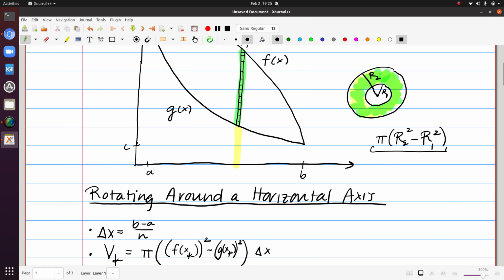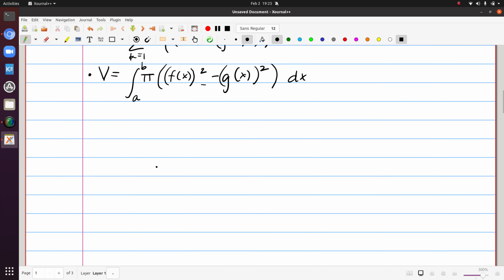So one of the things that I hope we'll get practice with in my examples related to this is the importance, again, of having a good picture and being able to think of how do I determine what is the outer radius and how do I determine what is the inner radius for different cases.